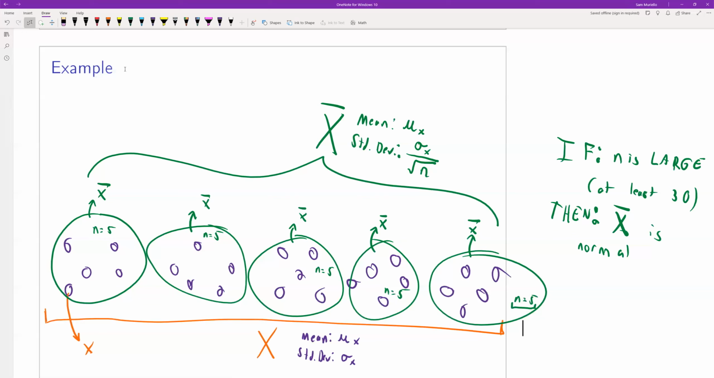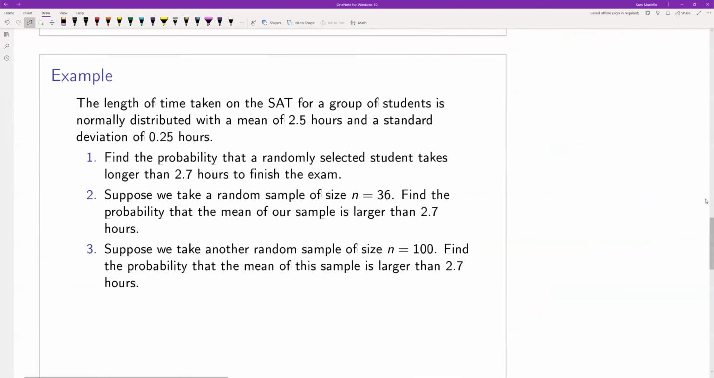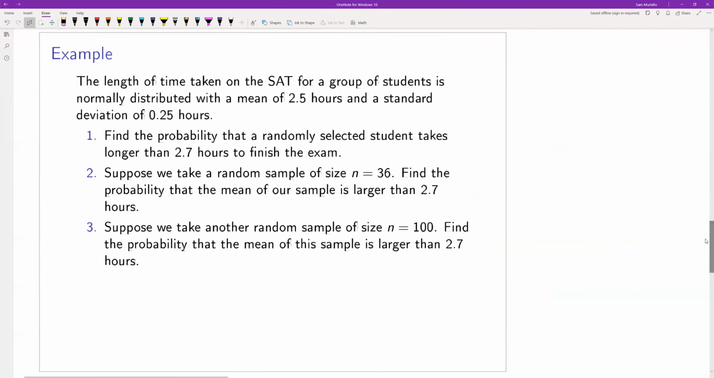Let's go ahead and do 2 examples following this idea. The first one, we're going to talk about SATs. This time, instead of looking at the scores on the SATs, we're going to look at the distribution for how long it takes. It tells us that for a group of students, it will normally take 2.5 hours, with a standard deviation of a quarter of an hour, 15 minutes. And it's asking us first, we want the probability that a randomly selected student takes longer than 2.7 hours to finish the exam.